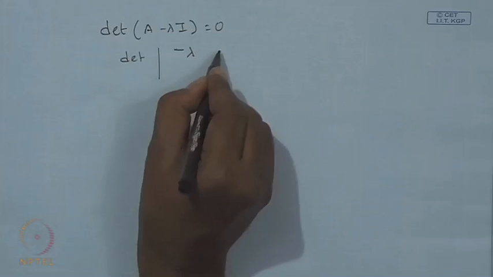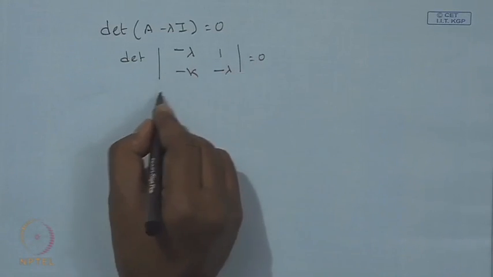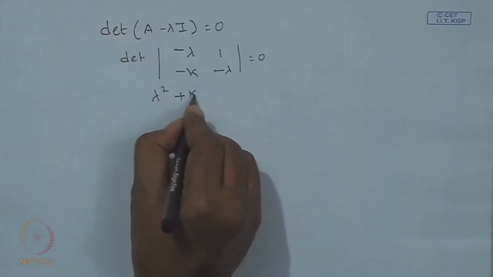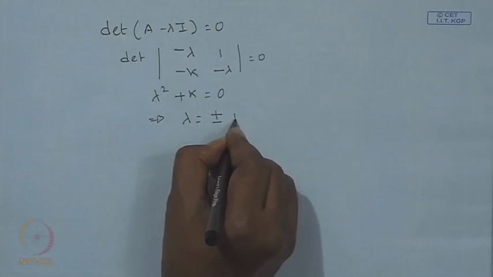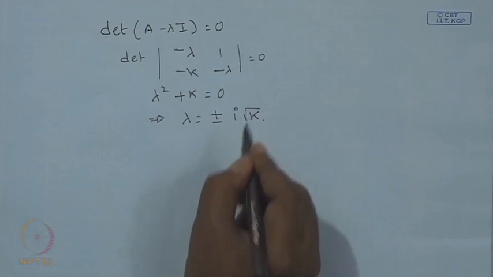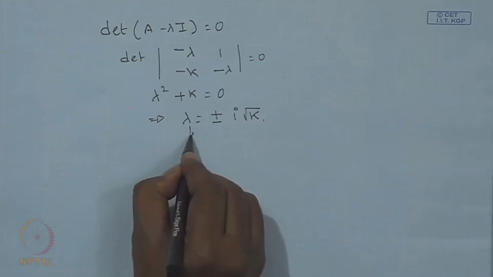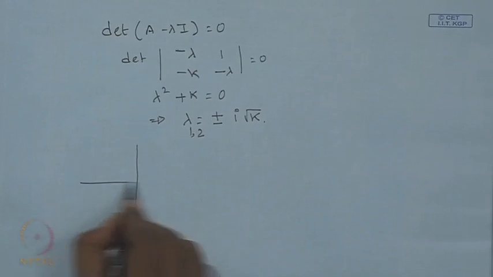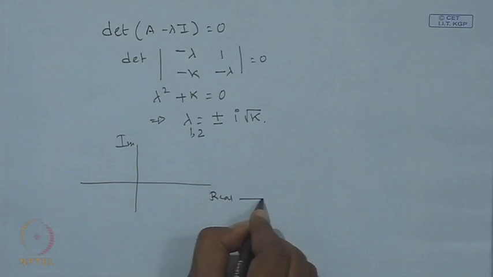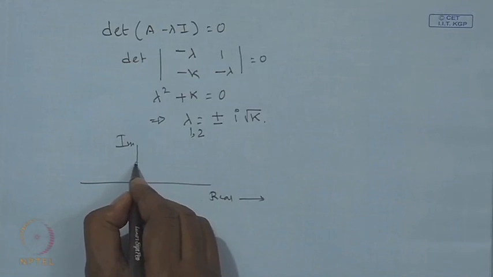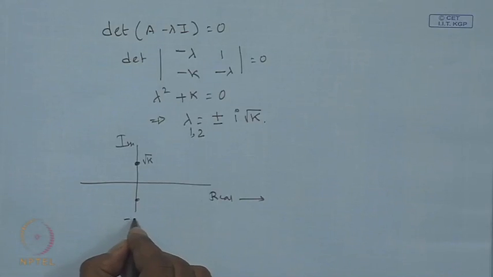So, it will be minus lambda, 1, minus k, minus lambda, that should be equal to 0. So, lambda squared plus k will be equal to 0. So, lambda becomes plus minus i root over k. So, this will be lambda 1, 2. If you look into the phase space plot, this is the imaginary axis, this is the real axis. These roots are lying on this axis: this is root over k and this is minus root over k.